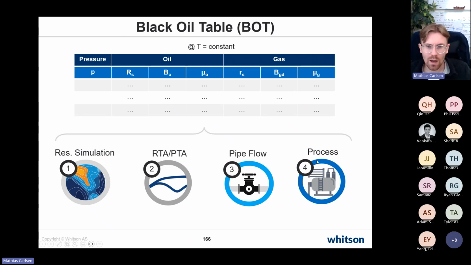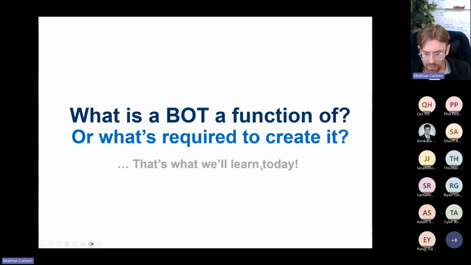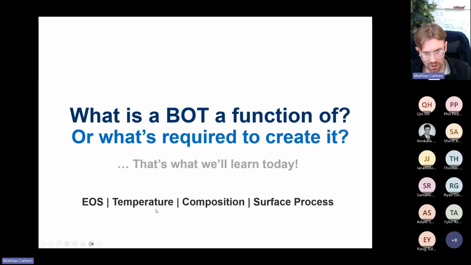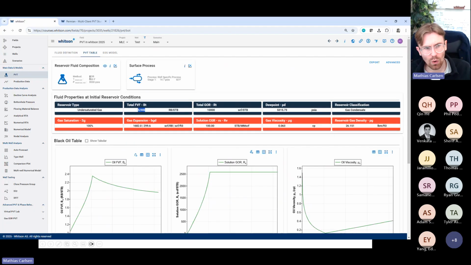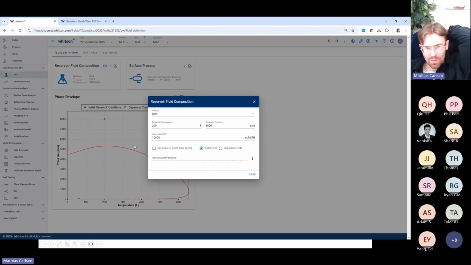It's extremely fundamental. To create one, you just need four different things. You need an equation of state, an assumption of temperature, the composition, and the surface process. These are all inputs, and we designed it like that.